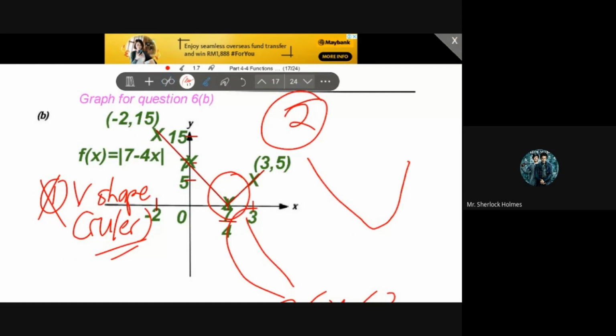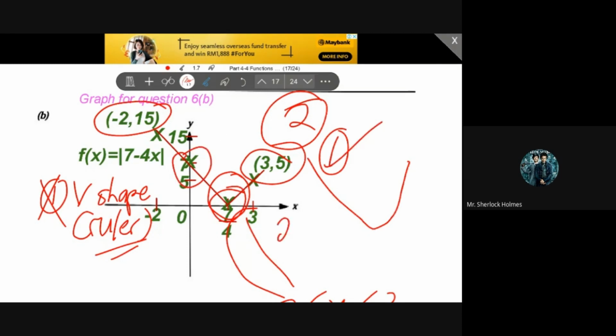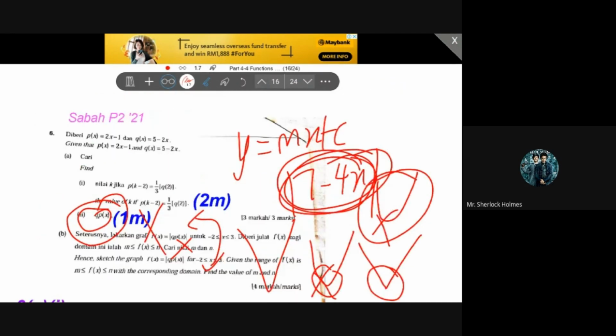So 1 mark comes from V-shape and another mark actually comes when you can plot all these points correctly. This one, this one and this one. So all this will earn you 1 more mark over here. So 2 marks here. So don't forget, you have not answered the whole question. Jangan lupa lagi, kamu kena cari nilai M dan N.